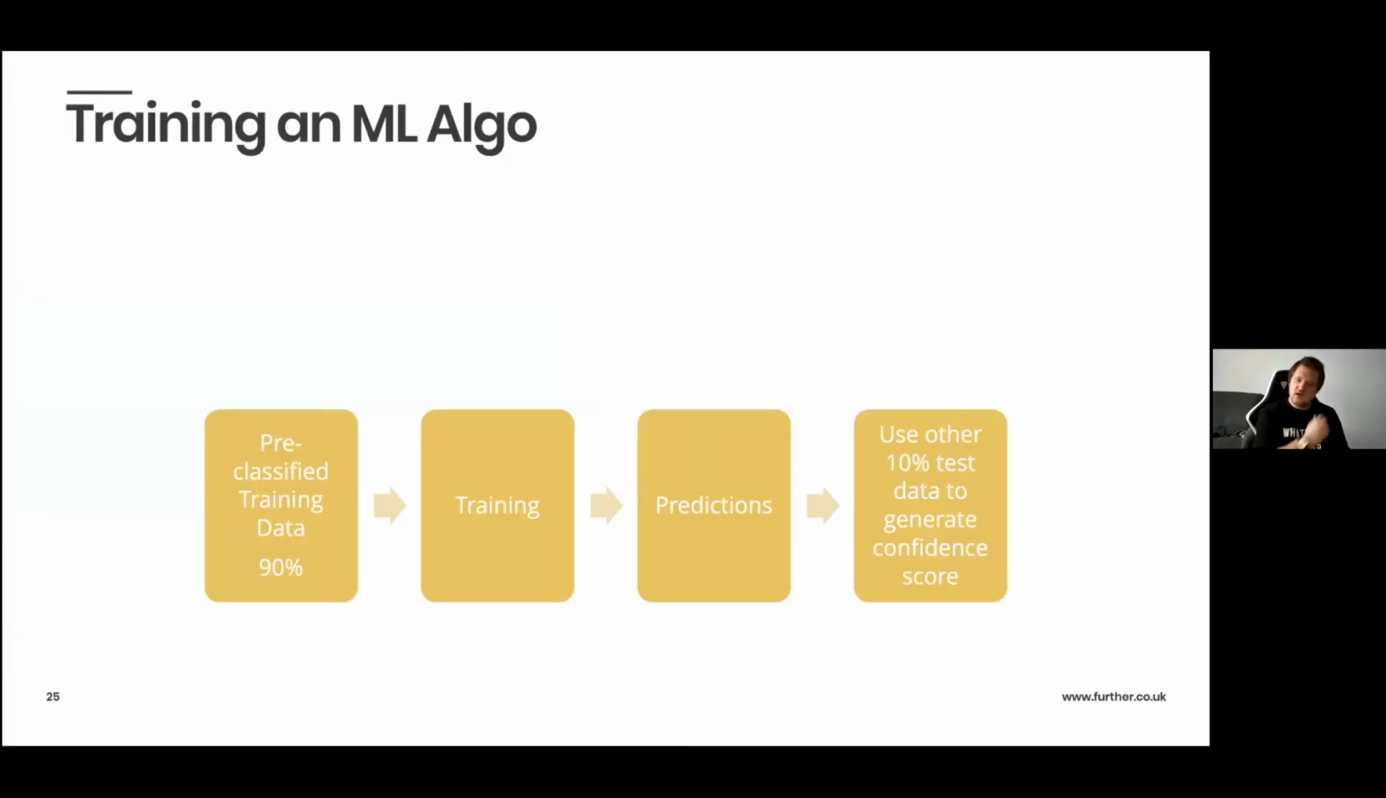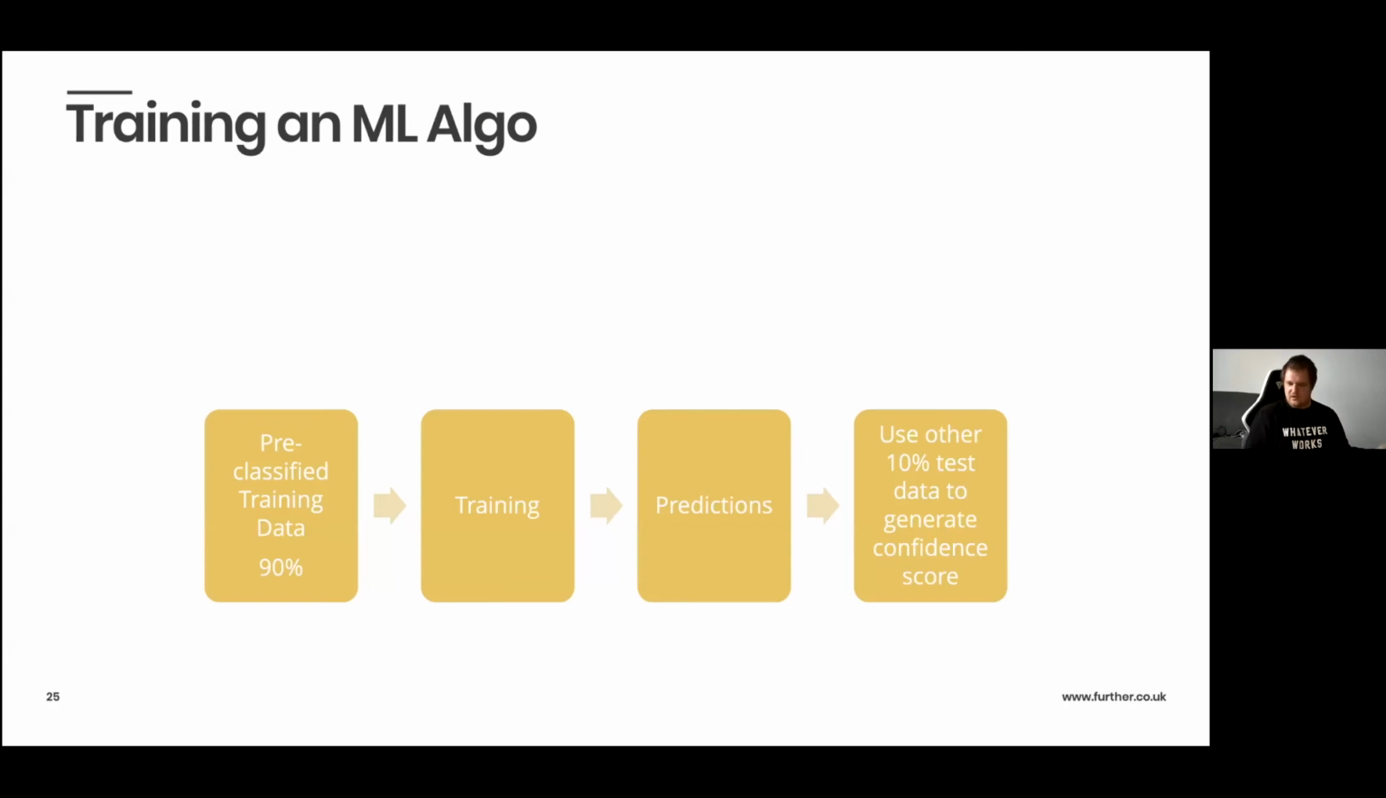So like I said at the start, training a machine learning algorithm is relatively straightforward. You take a big data set, you put it through its training, and typically what you do is you'd split it into 90-10. So you'd have tens of thousands of classified photos. You train it on 90% of it and then use it to do predictions on the other 10% and compare those back to what the right answer should be. And that gives you what's called a confidence score.